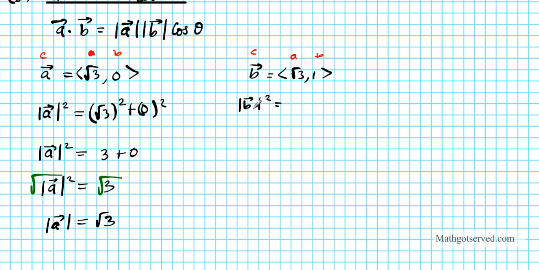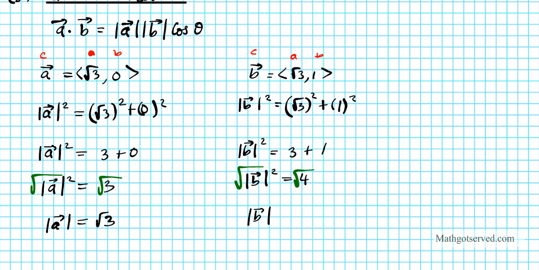So this is C squared equals A squared, the x component squared, plus the y component squared, plus 1 squared. So the magnitude of vector B squared equals root 3 squared is 3, plus 1 squared is 1. So we have magnitude of vector B squared equals 4. To get the magnitude of vector B by itself, we'll take the square root of both sides, and that tells us the magnitude of vector B equals the square root of 4, which is 2. So we now have the magnitudes of the two vectors down.